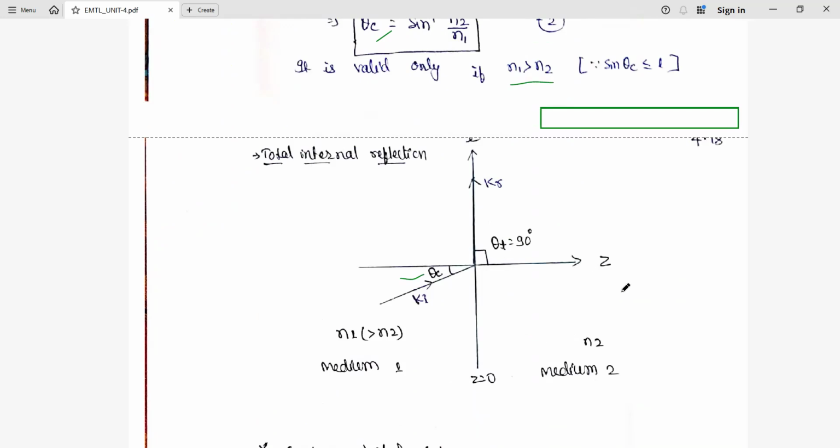So these are the discussions about oblique incidence along with parallel polarization and perpendicular polarization, and here we have the Brewster angle as well as the critical angle. Parallel polarization means the electric field component is parallel to the plane of incidence. Perpendicular polarization means the electric field component is perpendicular to the plane of incidence.